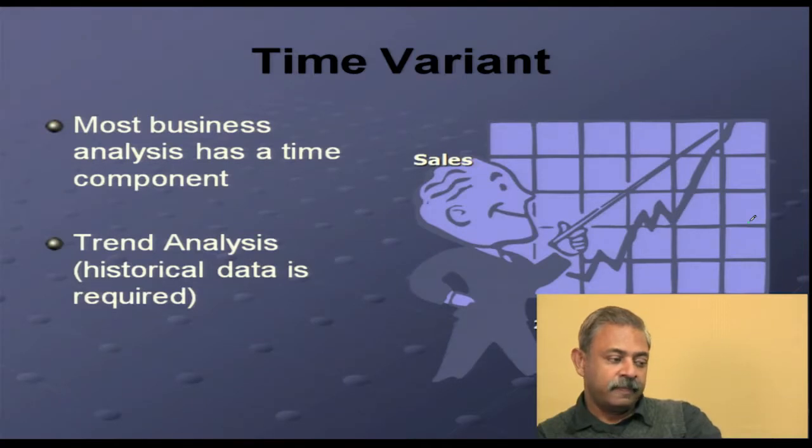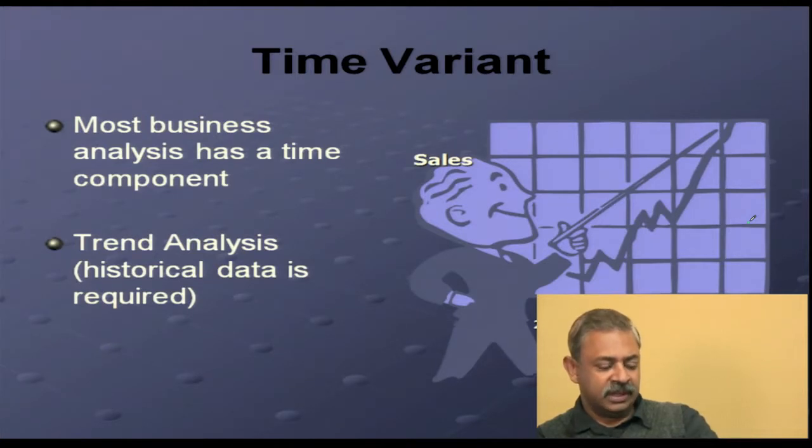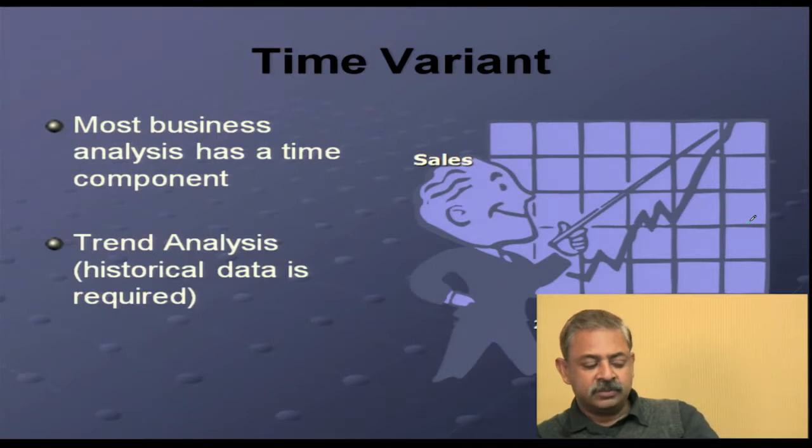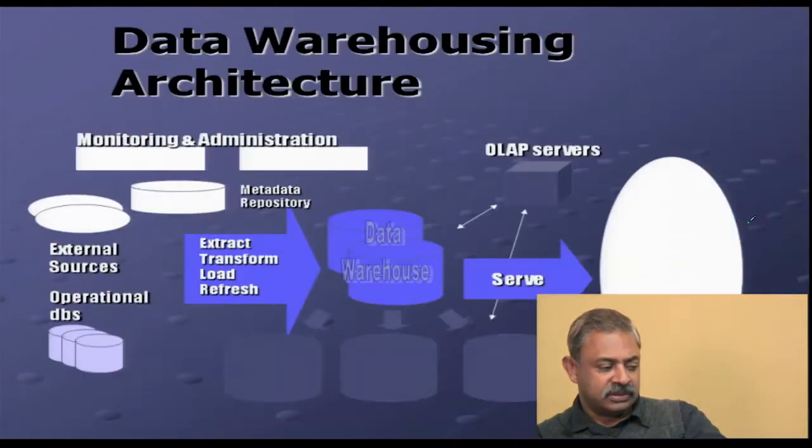Time variant. There are two aspects of this. One is that most analysis that we do would typically have a time component, like you see in this illustration on the right. I would want to see how my sales are varying with respect to time. Here the time is in years. I may want to do analysis with respect to daily sales or monthly sales or quarterly sales, whatever. So this is one aspect, and for doing this kind of analysis I need historical data. So that is the second aspect of time. So it is time variant. So that's what we call time variant.